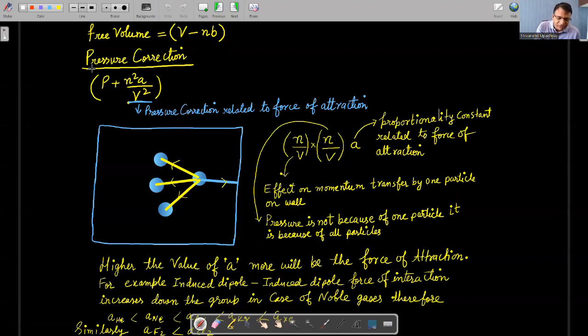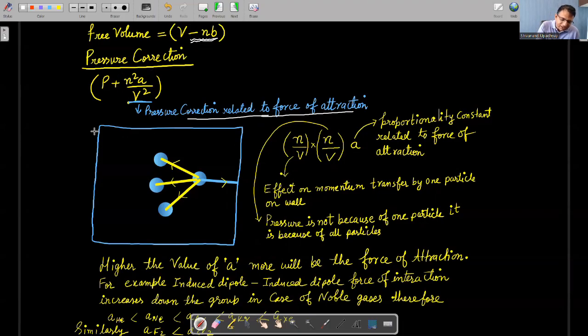Now, this pressure correction corresponds to attractive intermolecular forces. This pressure correction is related to attraction, because V minus nB is related to repulsion, right? So when we write P plus n square a upon V square, this is the pressure correction, related to the force of attraction.